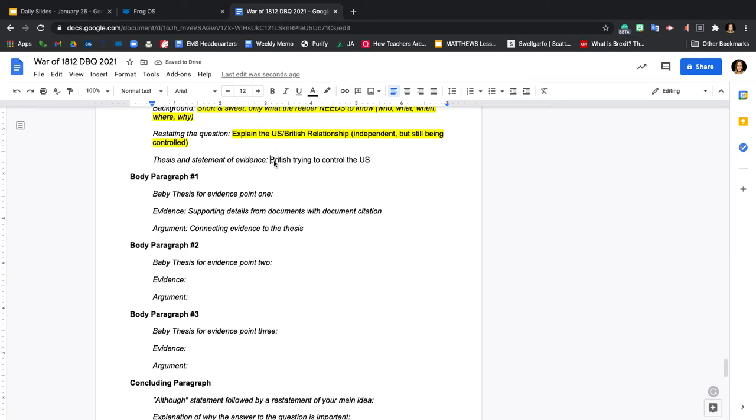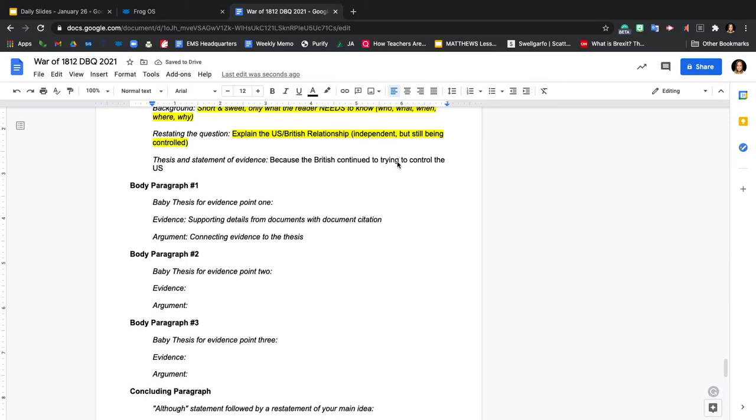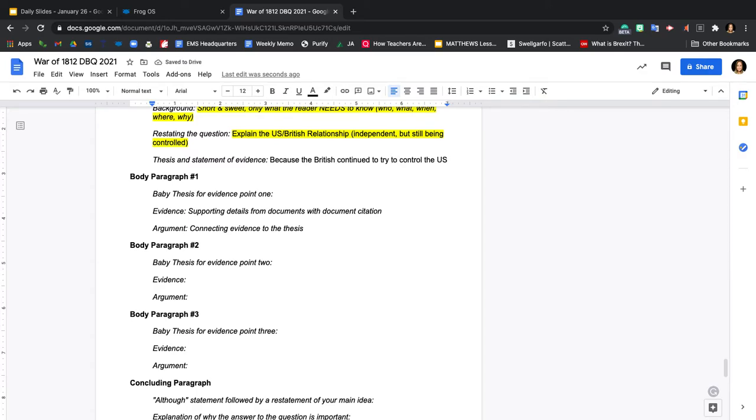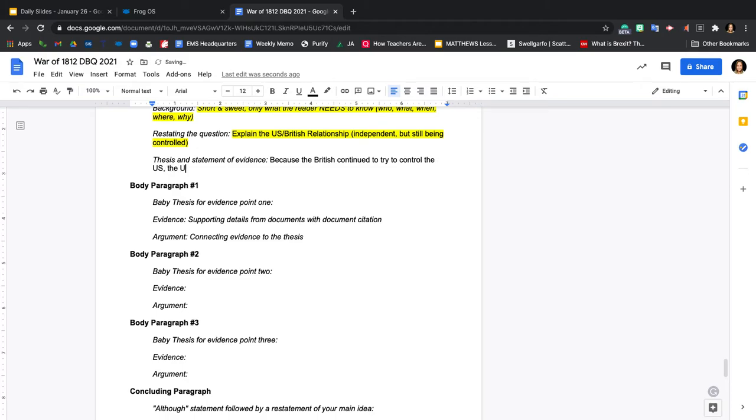Let me just write out a thesis. Because the British continued to try to control the U.S., the U.S. was forced, I'm going to make it sound really good, was forced to fight back and ultimately defend their newly earned independence in, what's another word for war?